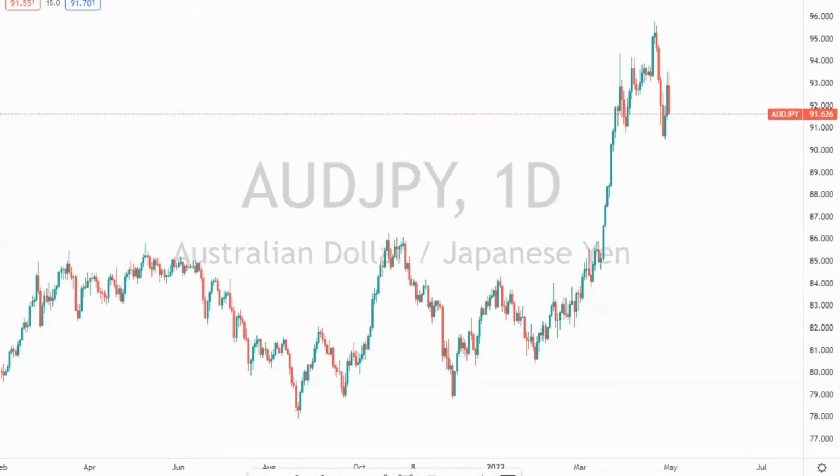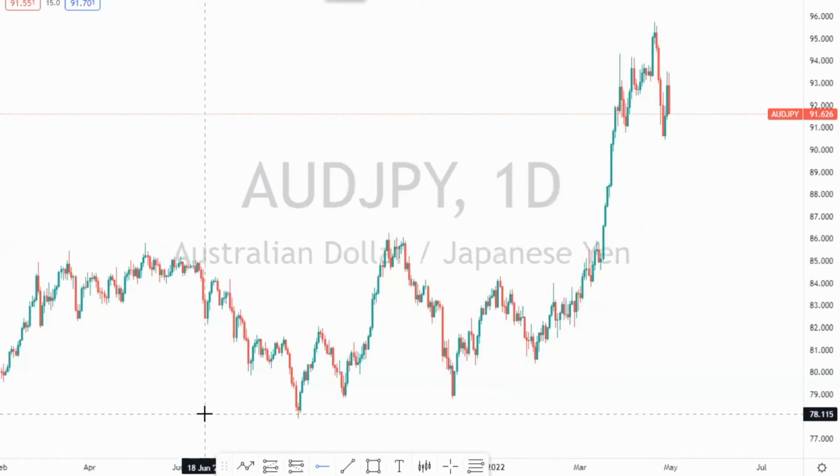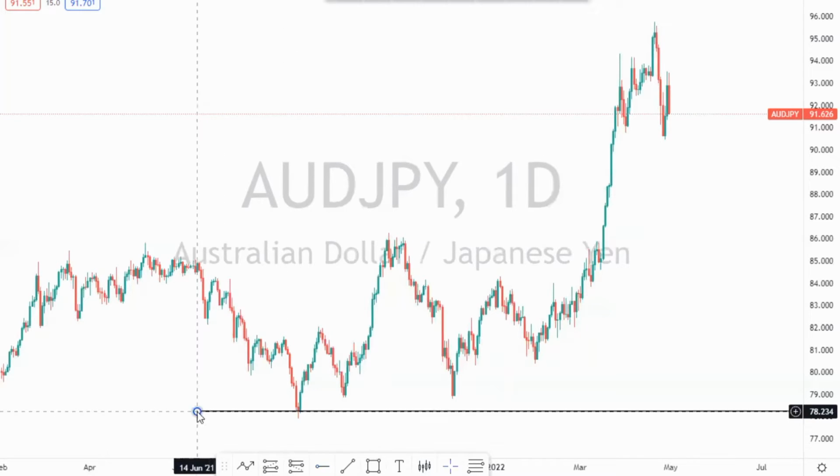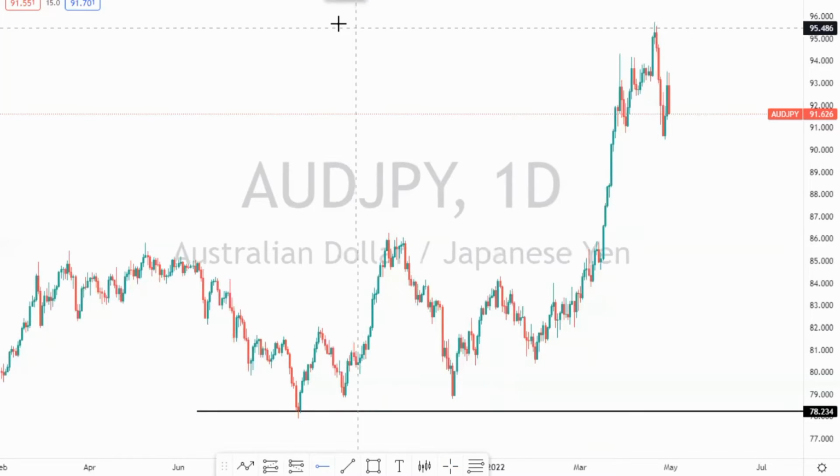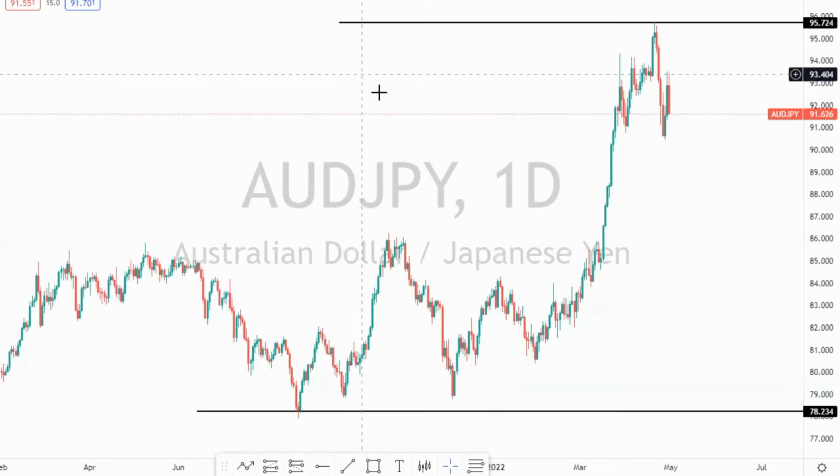So let's begin. Firstly, we are going to identify our high and our low. What type of pattern is presented? Is it a reversal or a continuation? Then we're going to start looking for positions. So I'm going to use my tool. The tool that I'm going to use is horizontal ray to identify my low and my high. So currently this is my low on the market and this is my high.